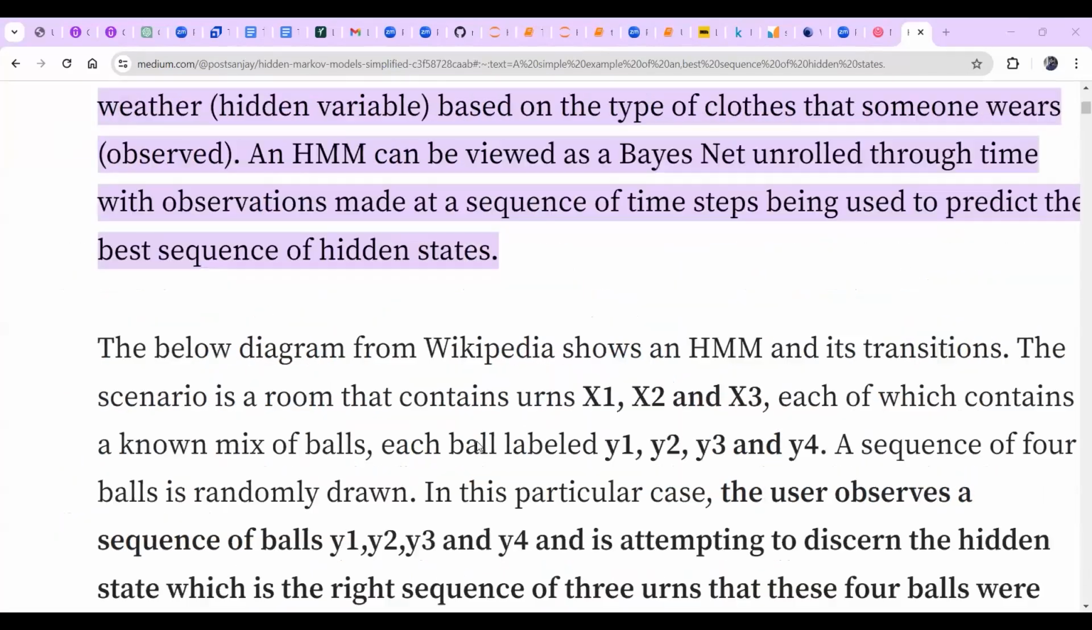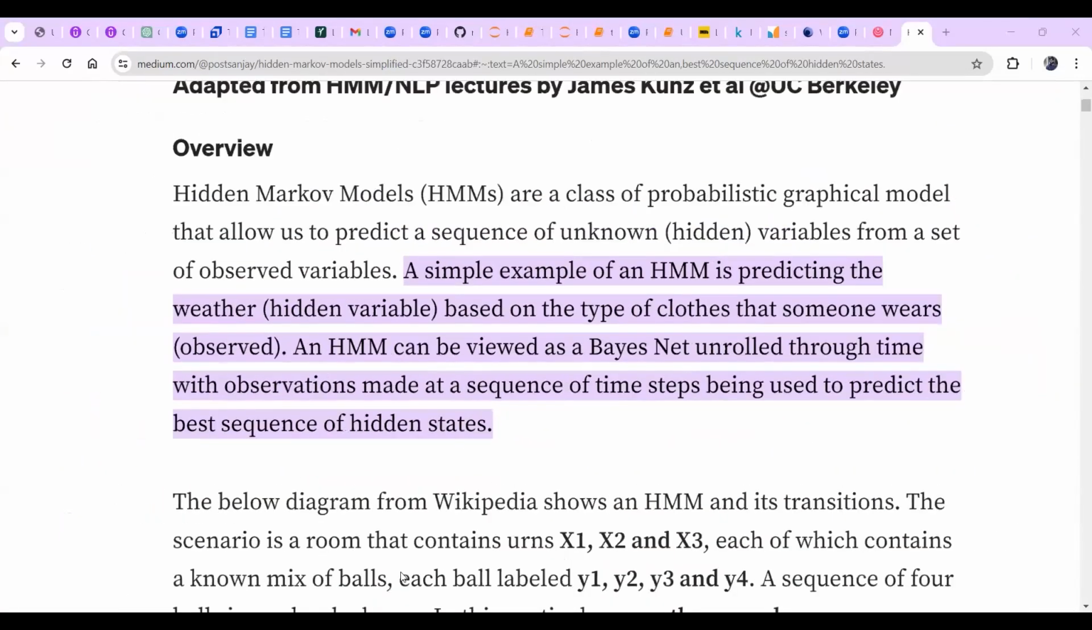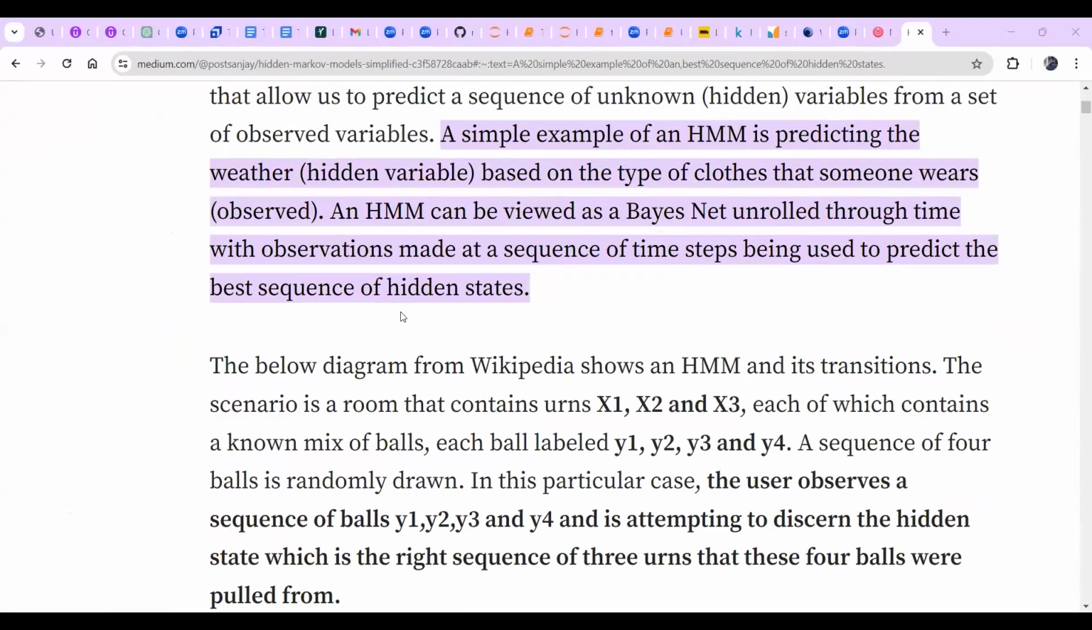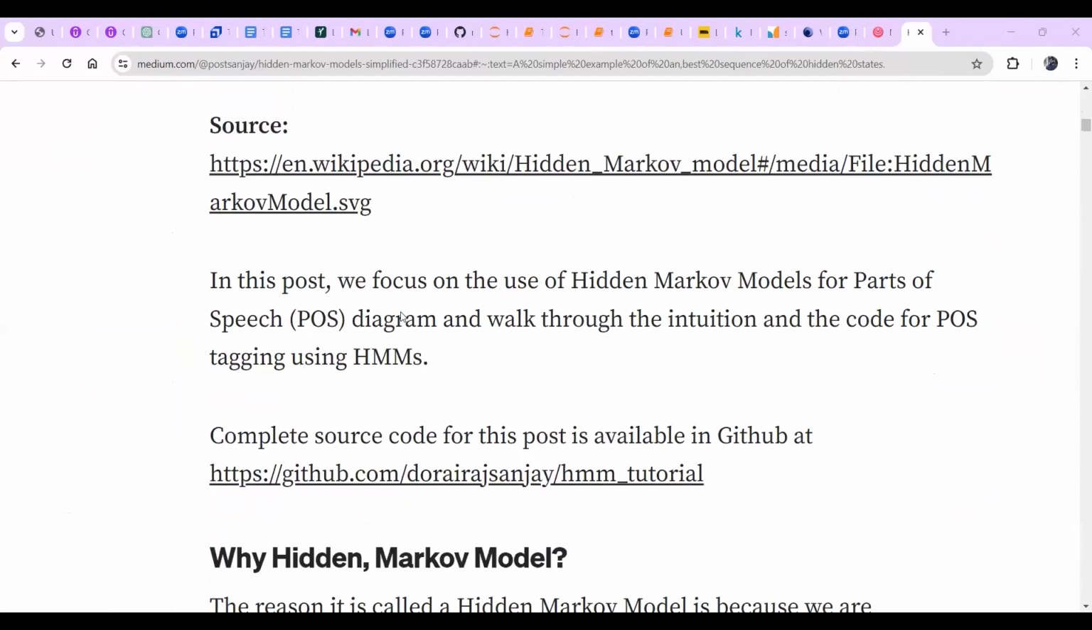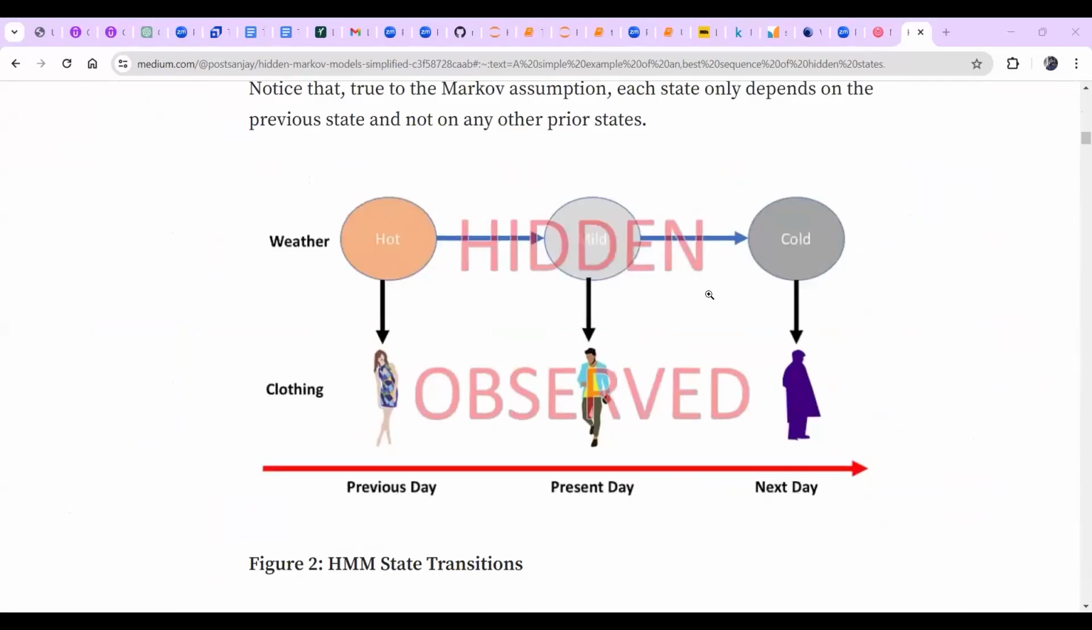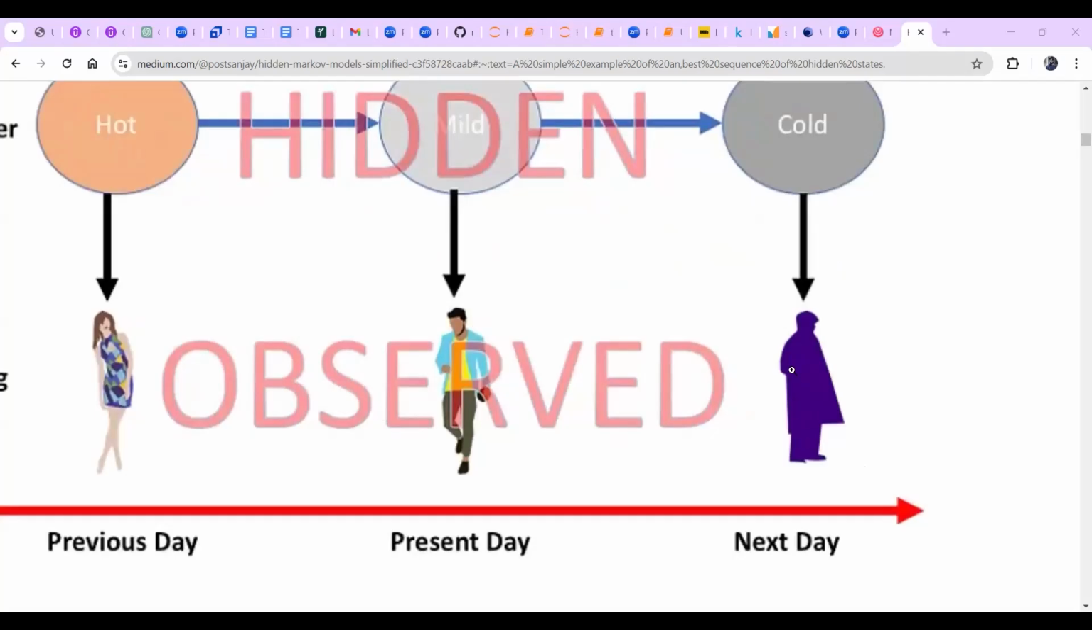So over here, the HMM is trying to predict the weather based on the type of clothes someone wears. So over here, the problem is different. For the previous day, for the present day, and for the next day, the observation is on the present day, the person wears this thing. On the next day, the person is wearing this cloth, and on the next day what is the person going to wear? That's what is hidden. You can see this is hidden. That's what you have to identify.